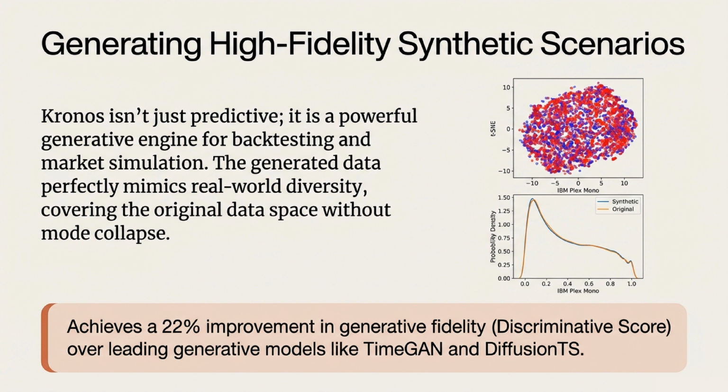But Kronos isn't just a predictive tool, it is also a powerful generative engine for backtesting and market simulation. The synthetic data it generates perfectly mimics real-world diversity without suffering from mode collapse. It achieved a 22% improvement in generative fidelity, measured by discriminative score, easily beating out leading generative models like TimeGAN and Diffusion-TS.